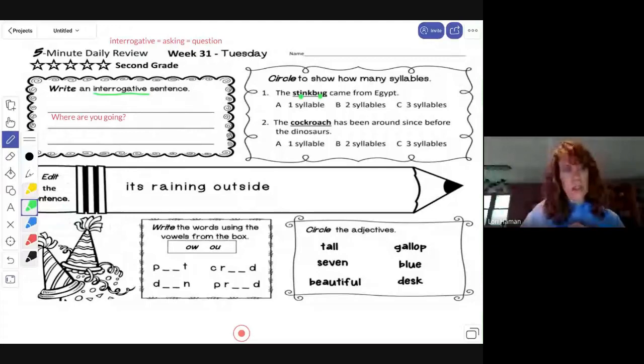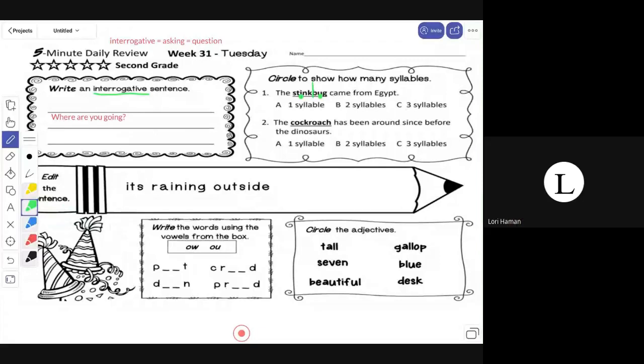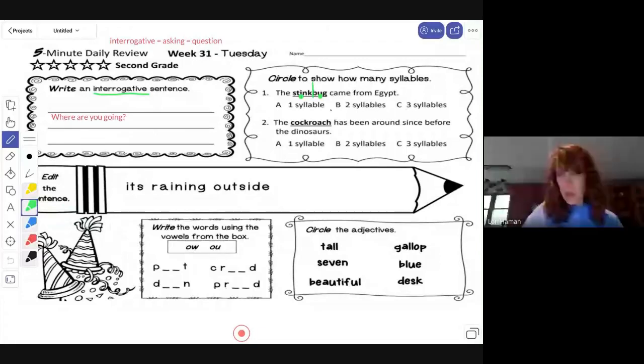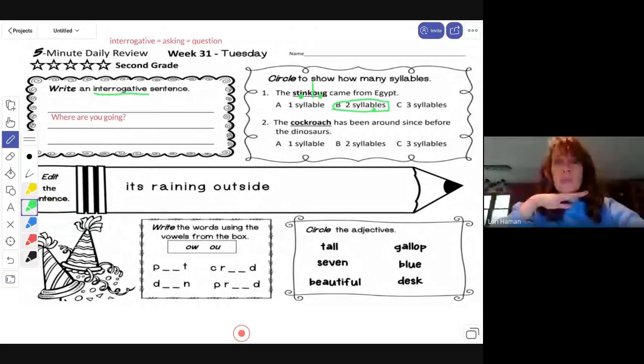So I would say we would divide in here where you see two separate words, right? And so this word would be pronounced, and you can say it like robot speak, stink bug, right? The stink bug came from Egypt. So since you heard two little chops there, another way to check it would be to say the word with your hand under your chin, stink bug. And you should notice how many times your hand moves, okay?